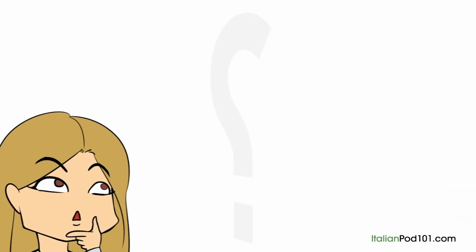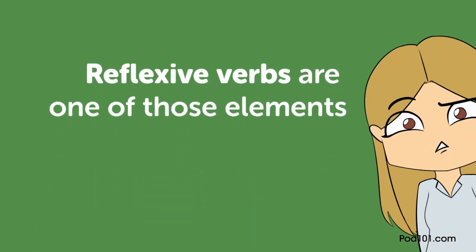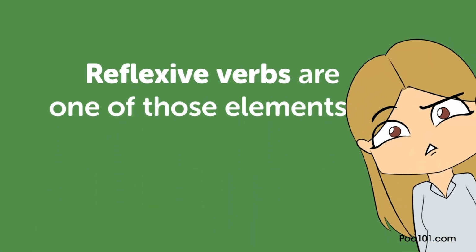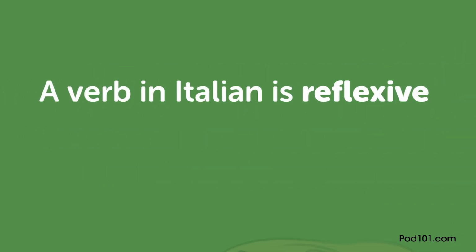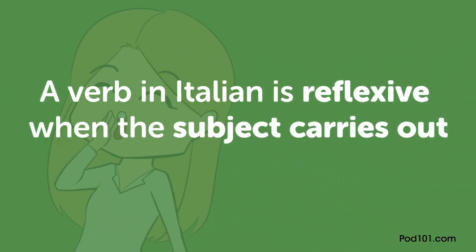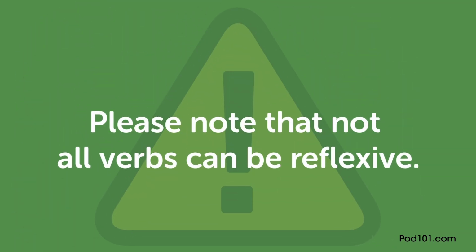The question for this lesson is, how do reflexive verbs work? Reflexive verbs are one of those elements that don't really have an English counterpart. A verb in Italian is reflexive when the subject carries out the action on itself. Please note that not all verbs can be reflexive.